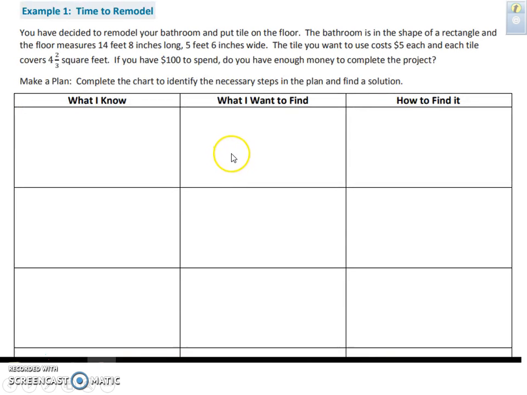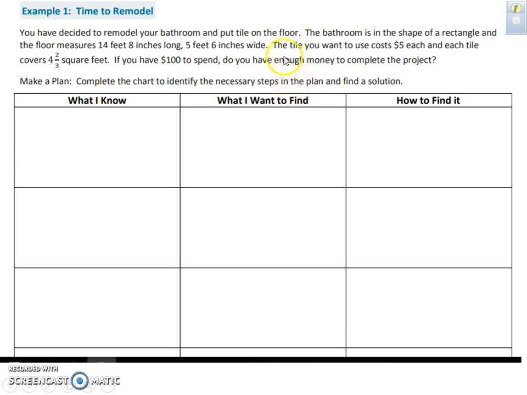All right, you've decided to remodel your bathroom and put tile on the floor. The bathroom is the shape of a rectangle, and the floor measures 14 feet 8 inches long and 5 feet 6 inches wide. The tile you want to buy costs $5, and each tile covers 4 2/3 square feet. If you have $100 to spend, do you have enough money to complete the project?